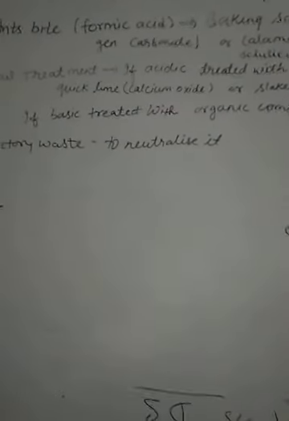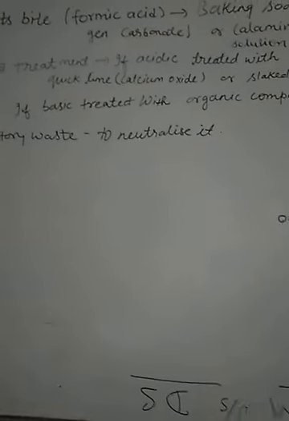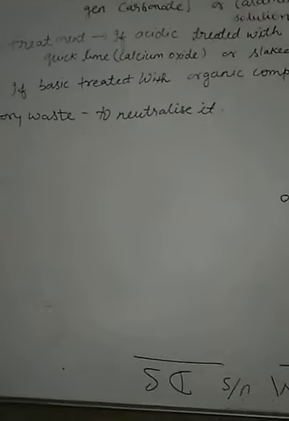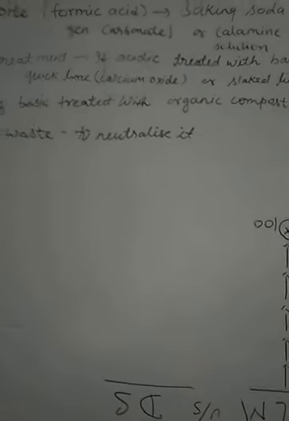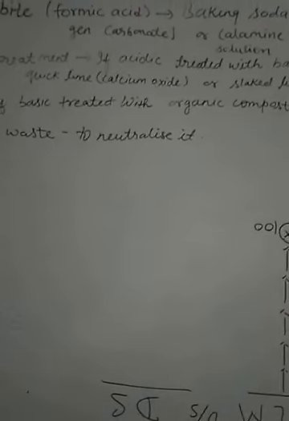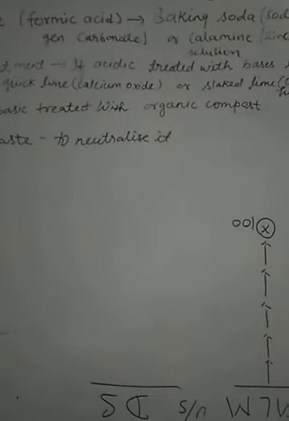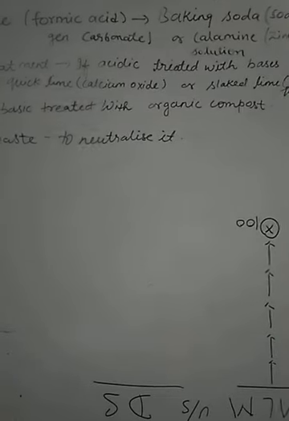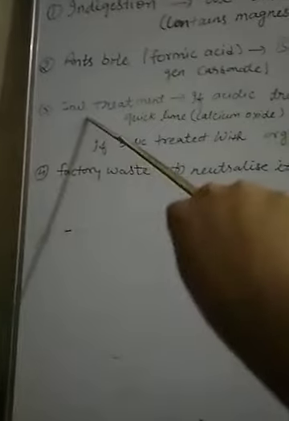And if the soil becomes basic, it is not necessary that only acids are released by the factory. Sometimes bases are also released from the factory. So to treat the bases, we use organic compost. Organic matter releases acid which neutralizes the basic nature of soil, and in this way we can neutralize the effect of acid or base in the soil. So you can say that neutralization is very useful to treat the soil.